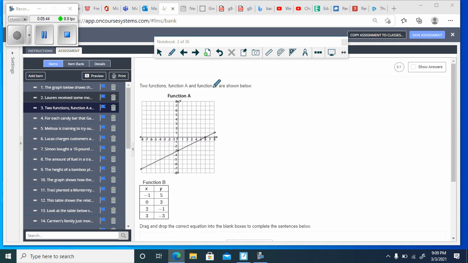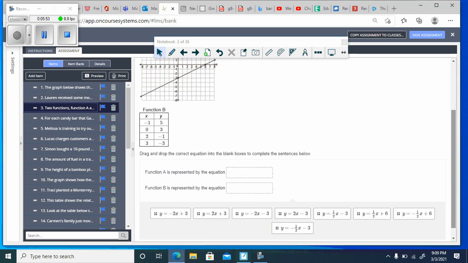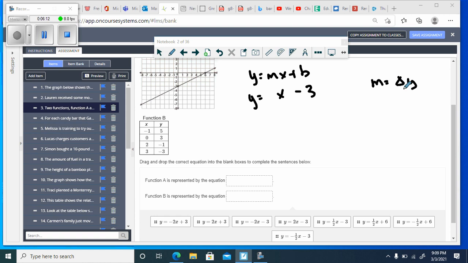Two functions, function A and function B, are shown below. Drag and drop the correct equation into the blank boxes to complete the sentence below. So what would this equation be? Let's see. Our equation is going to be y is equal to mx plus b. Our b is where we cross the y-axis. In this case, that's -3. Then we need to find our slope, our rise over our run. Remember, m is change in y over change in x.